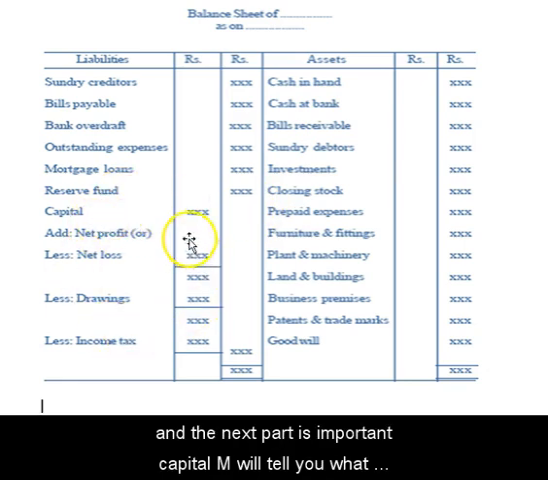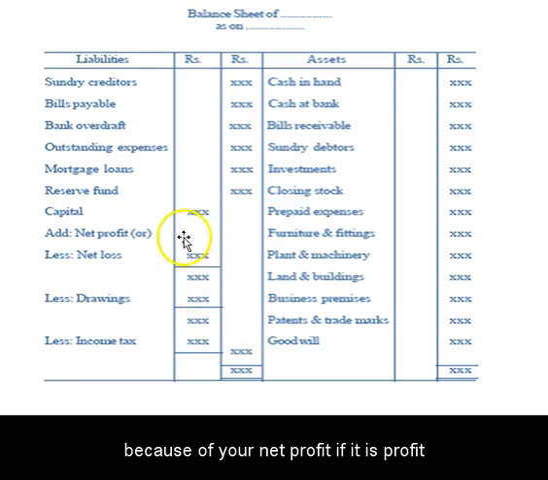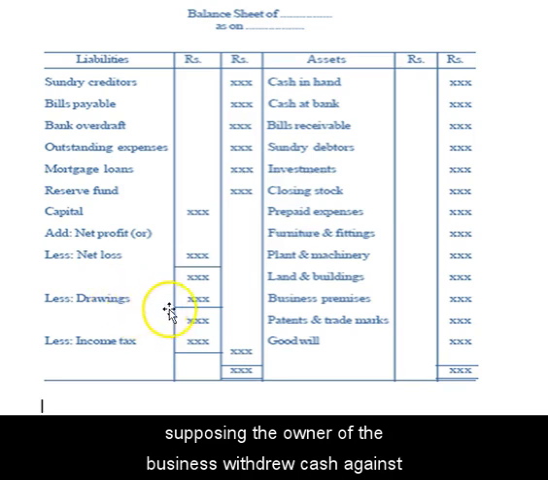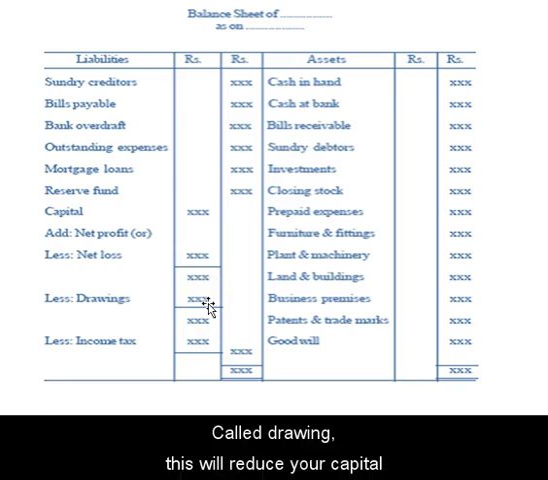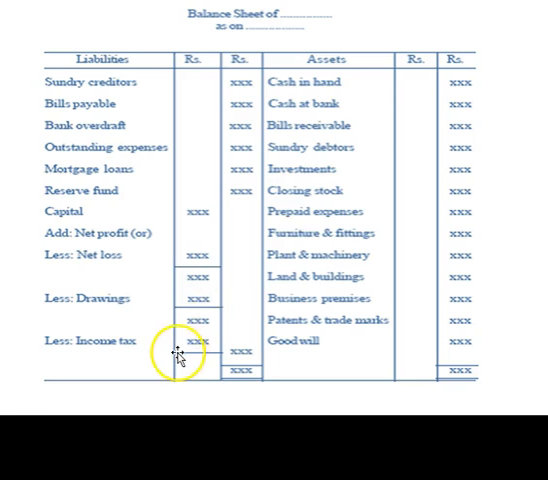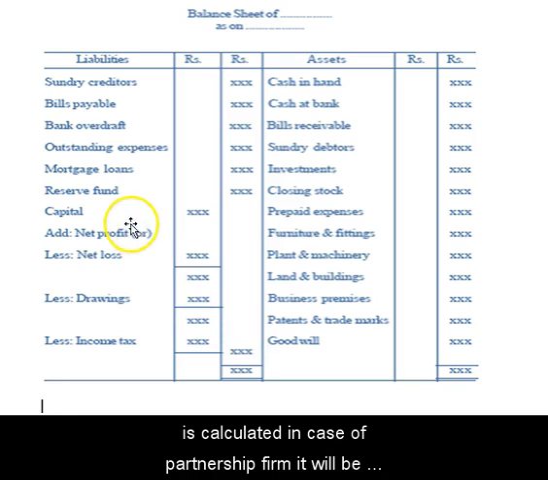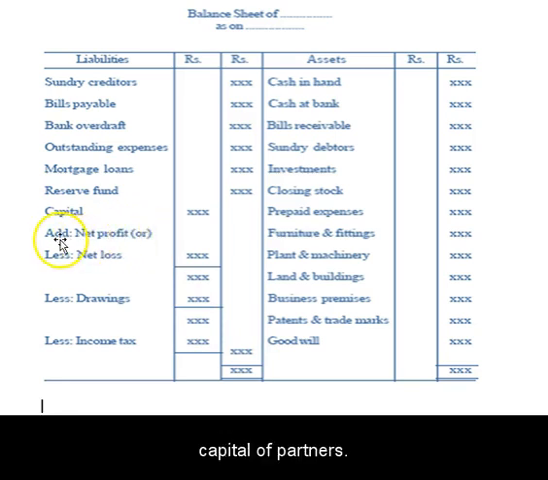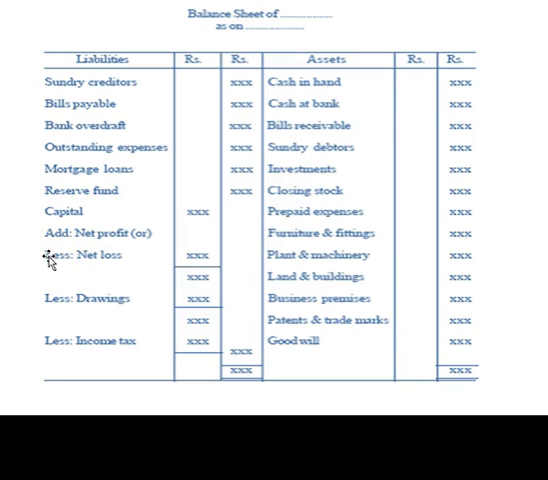And the next part is important, which is capital. I will tell you what has happened to the capital, how much the capital has grown because of your net profit. If it is profit, it should be added to capital. Supposing the owner of the business withdrew cash from the business for personal use, called drawings, this will reduce your capital. And after subtracting the income tax, the closing capital is calculated. In case of a partnership firm, it will be the capital of partners. In case of a sole trader concern, it is the capital of the sole trader.